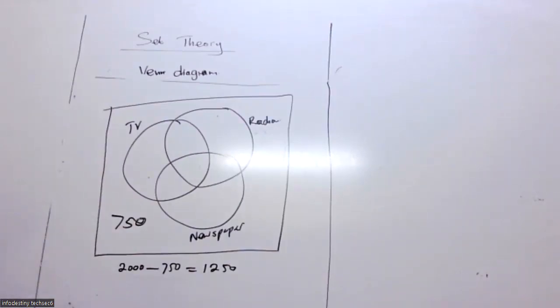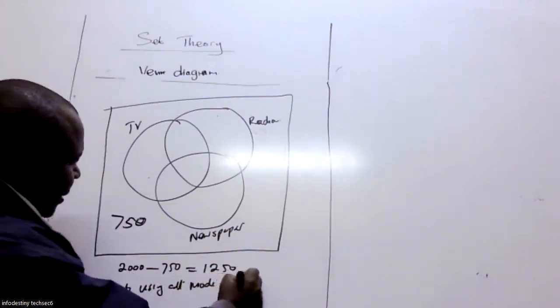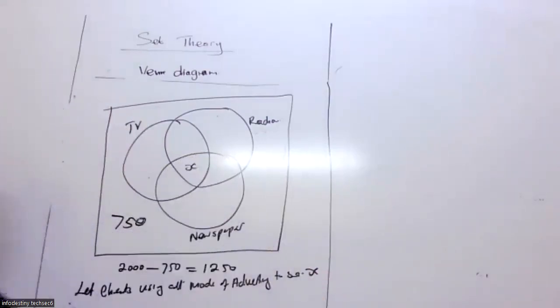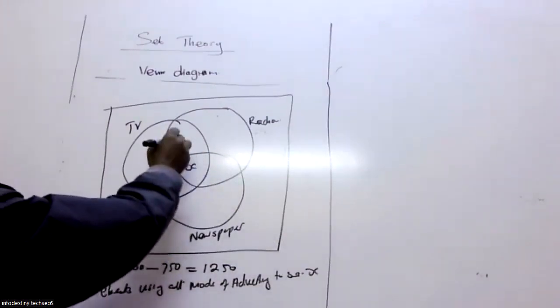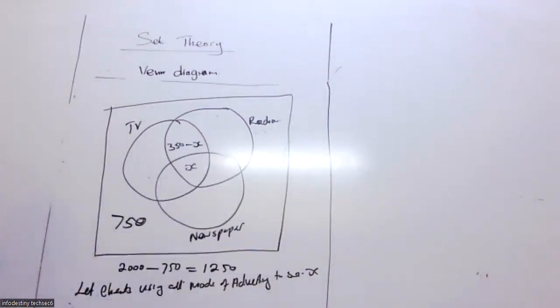Because you are not given the number for all, we are going to say let the clients using all modes of advertising be X. So we write here X. Then they are saying 350 clients use both television and radio. So we write here 350 minus X. That is for television and radio only. You are together. Now we come to the next one.